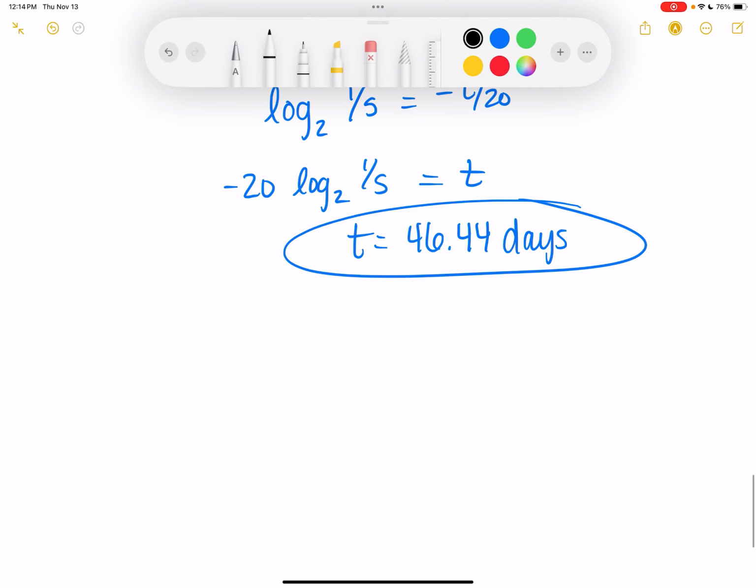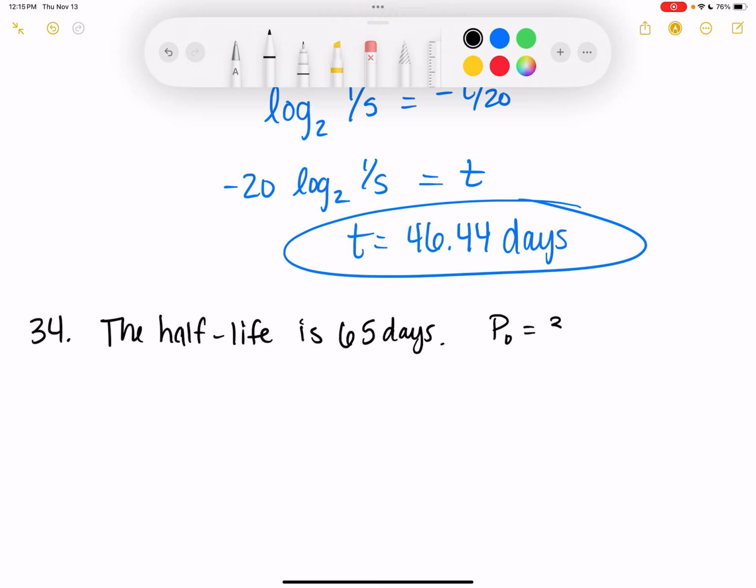Okay. Then 34. So radioactive decay. The half-life, I'm not going to write the whole problem, I'm just going to do this. Of a certain radioactive substance is 65 days. So I'm just writing half-life of 65 days. There are 3.5 grams present initially, so I'm just going to go ahead and write P0 as 3.5 grams just for the sake of time because we're running out of time here.